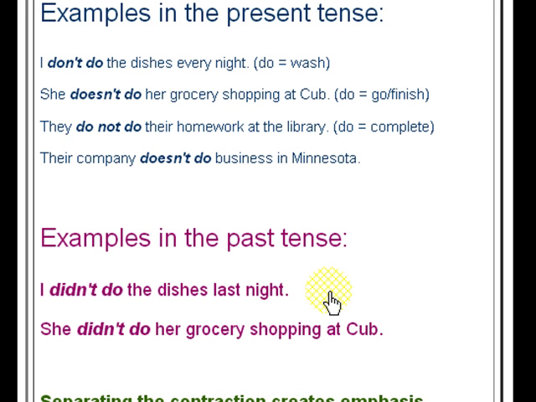Here we have the past tense, and in the past tense, it is didn't. He didn't do the dishes last night. She didn't do her grocery shopping at club.